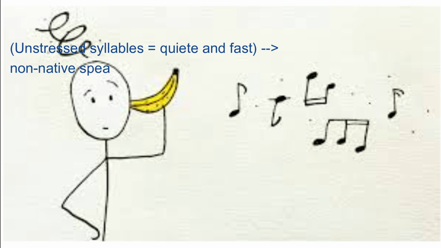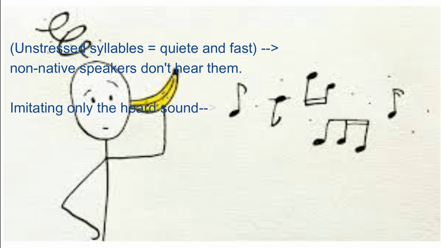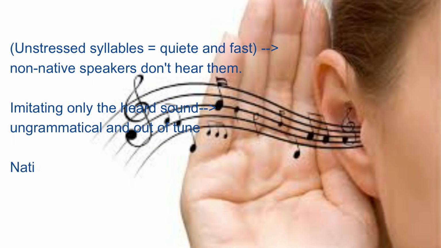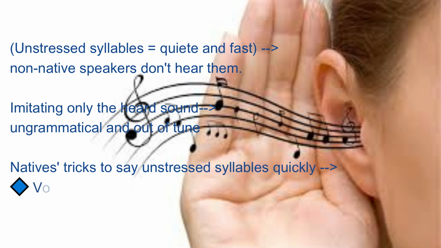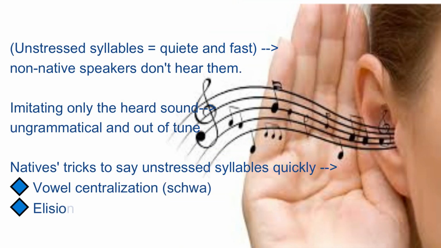If learners simply imitate only the syllables they hear clearly while ignoring the ones they miss, often the unstressed syllables, their speech will sound ungrammatical and out of sync. The key to mastering English rhythm is learning to pronounce unstressed syllables quickly and at a low pitch. This is especially important when multiple unstressed syllables occur between two stressed ones. To achieve this, native speakers rely on two key techniques: vowel centralization and elision. Mastering these techniques will help you not only sound more natural, but also improve your ability to understand native speech. Now, let's examine how they work with plenty of examples.